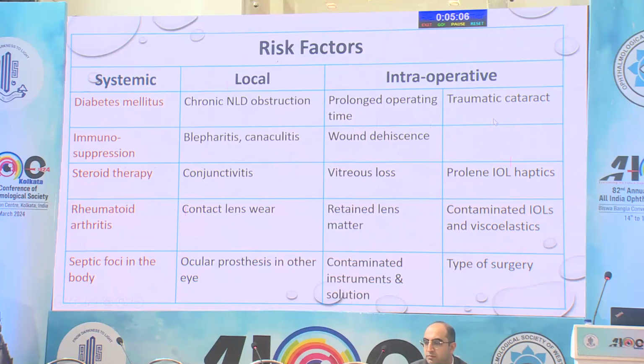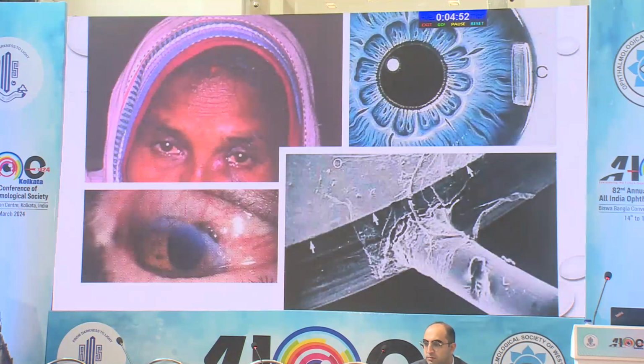And even those who have had traumatic cataract with a penetrating injury, proline IOL haptics, contaminated IOLs and viscoelastics, and also sometimes it depends on what type of surgery you are doing. So the smaller the wound, the lesser the chance of having endophthalmitis. So these are some of the causes: chronic NLD obstruction, prolapse of iris through the wound, or a non-properly sutured wound, then wound dehiscence or infection of the wound, and proline haptics can also cause proliferation of the organisms onto the IOL and lead to endophthalmitis.